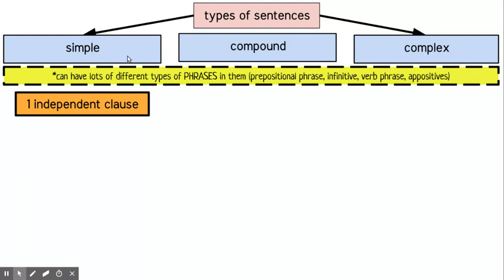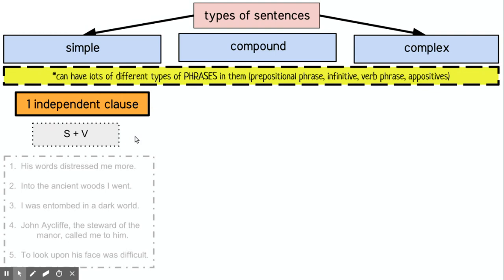A simple sentence by definition is one independent clause. So we have to know the difference between independent and dependent. An independent clause is a complete thought, and it's one subject and one verb. You could have prepositional phrases and infinitives all over the place, but if you can only find one subject and one verb and it expresses a complete thought, that's an independent clause.